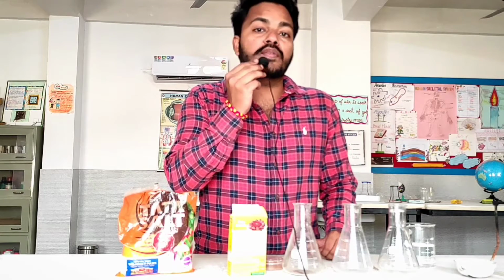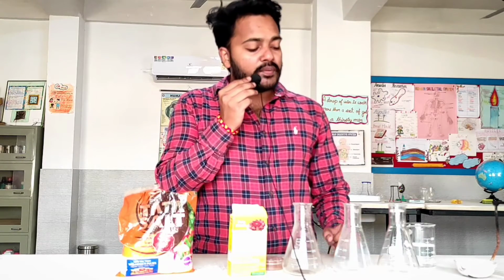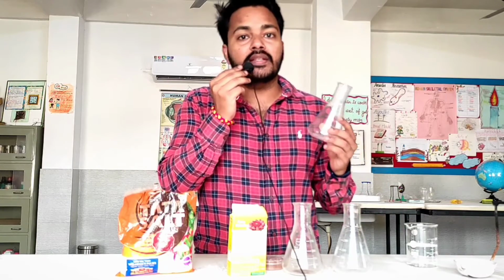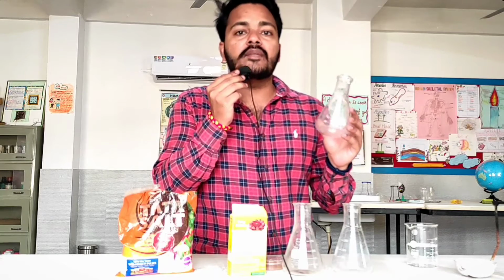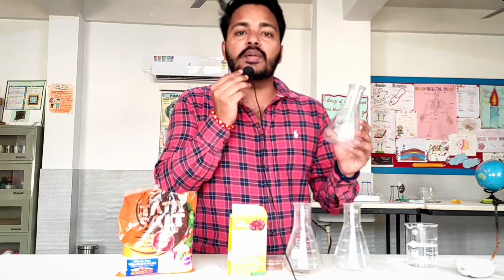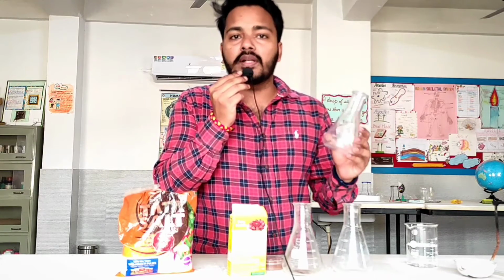At the last, the suspension is the type of solution in which the particle of solute is very big. It is bigger than 100 nanometer. This type of solution you can prepare by dissolving large size particles like soil in water. So in the third conical flask, I will prepare a suspension of soil and water.